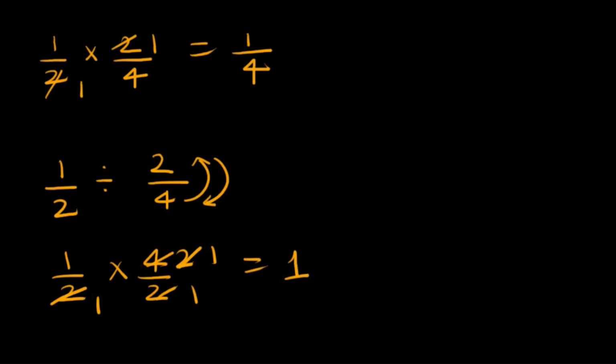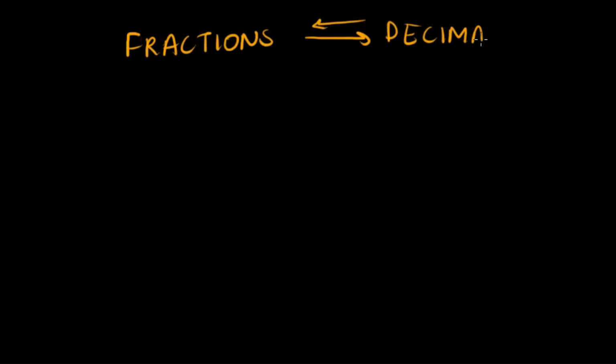Now that we've learned the 4 fundamental operations, let's quickly glance through converting fractions to decimals and vice versa. So when I have fractions, let's say I have 1 upon 2, I need to convert this to a decimal. What will I do? I'll try to bring the denominator to 100. So 2 into 50 is 100, and I'll do the same with the 1. So I'll get 50.